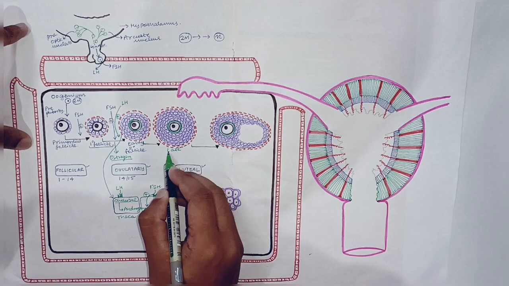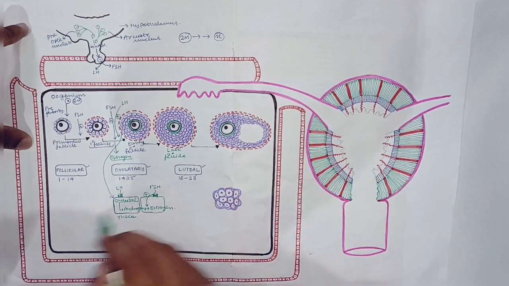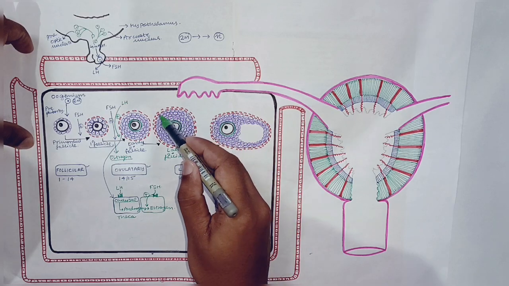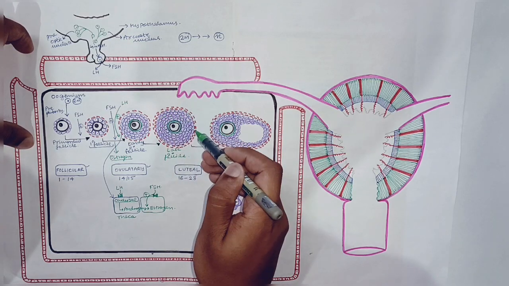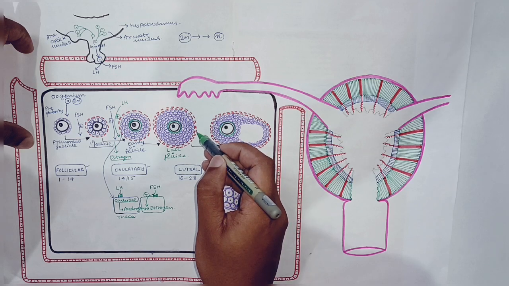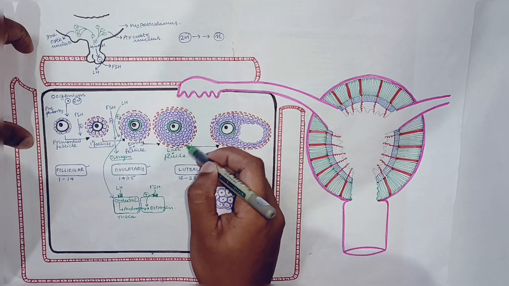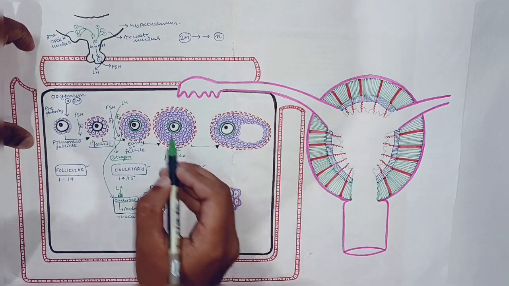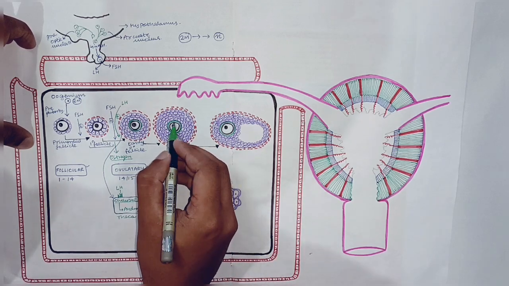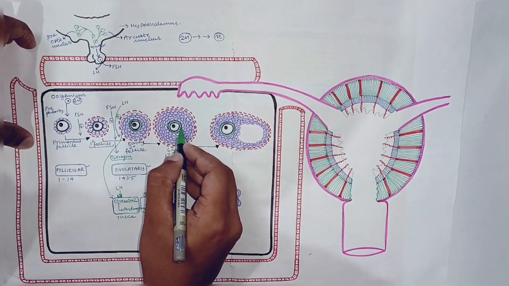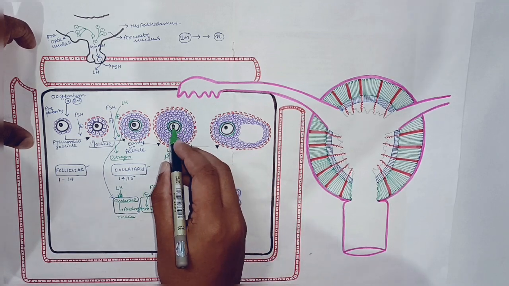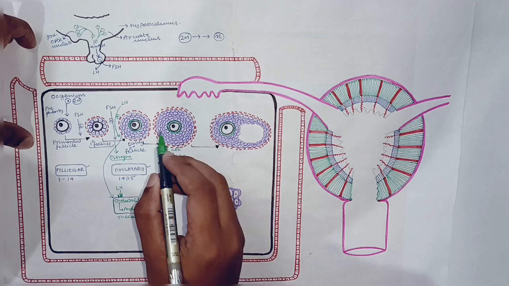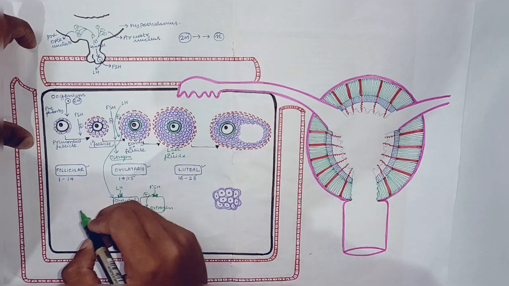late secondary follicle. Now you can see that the theca cells got differentiated into theca externa and theca interna. Now what happens is that these zona pellucida layers are still containing the primary oocyte that is arrested in your prophase 1 of meiosis 1.